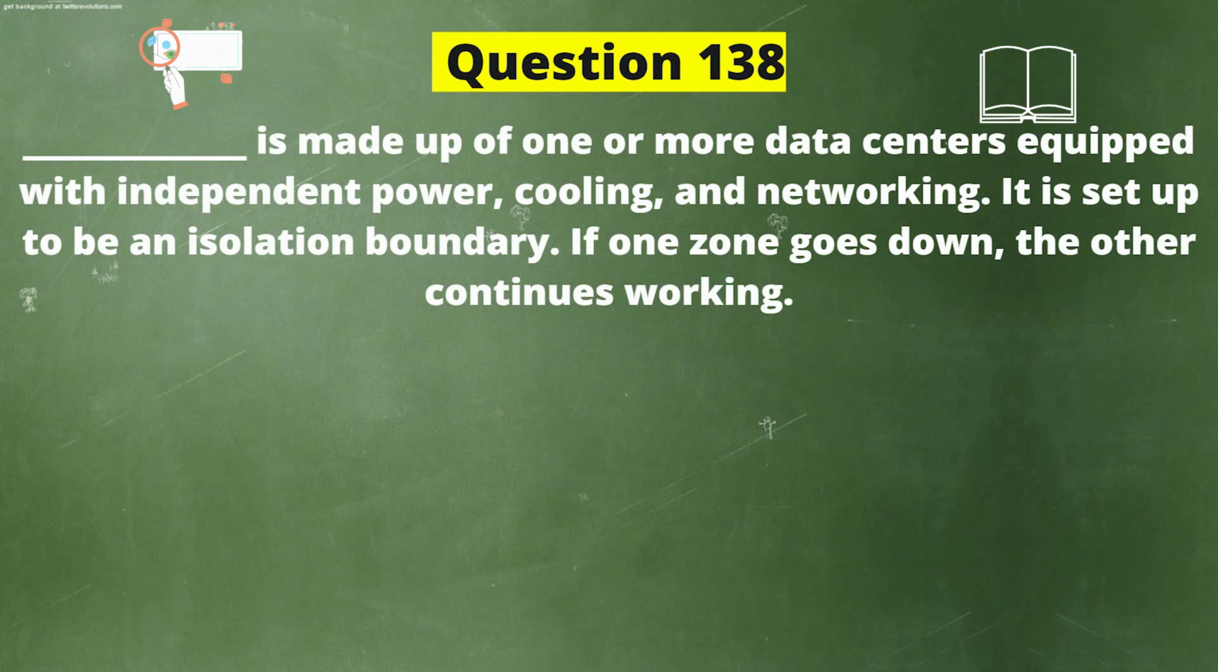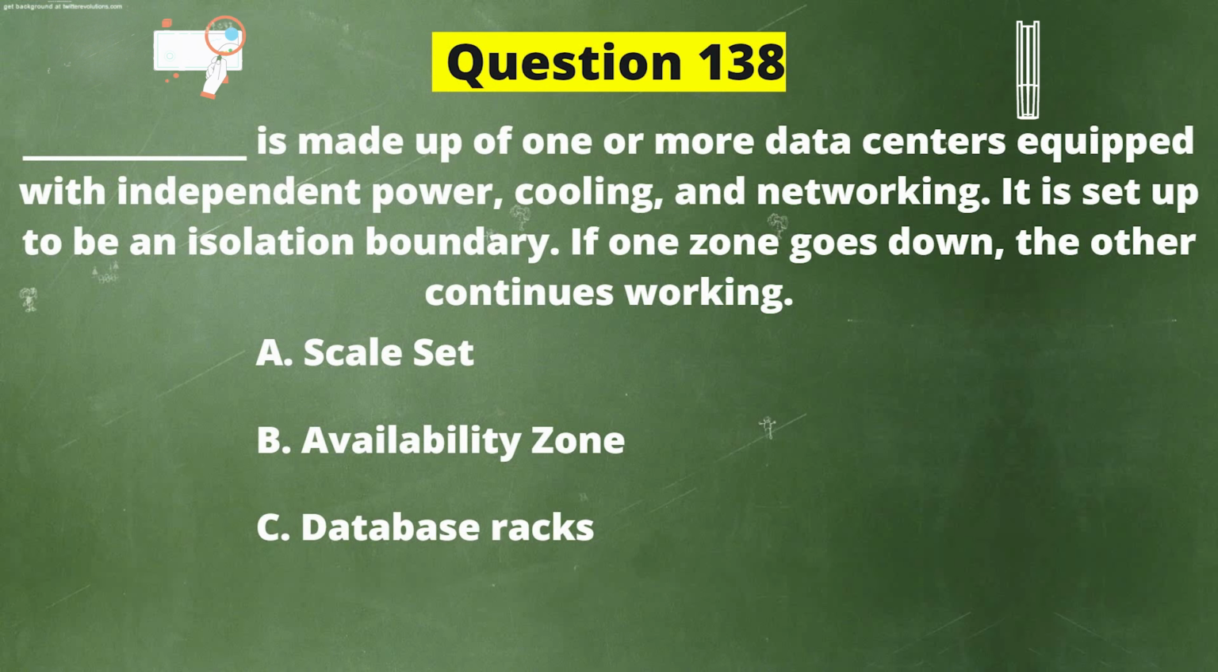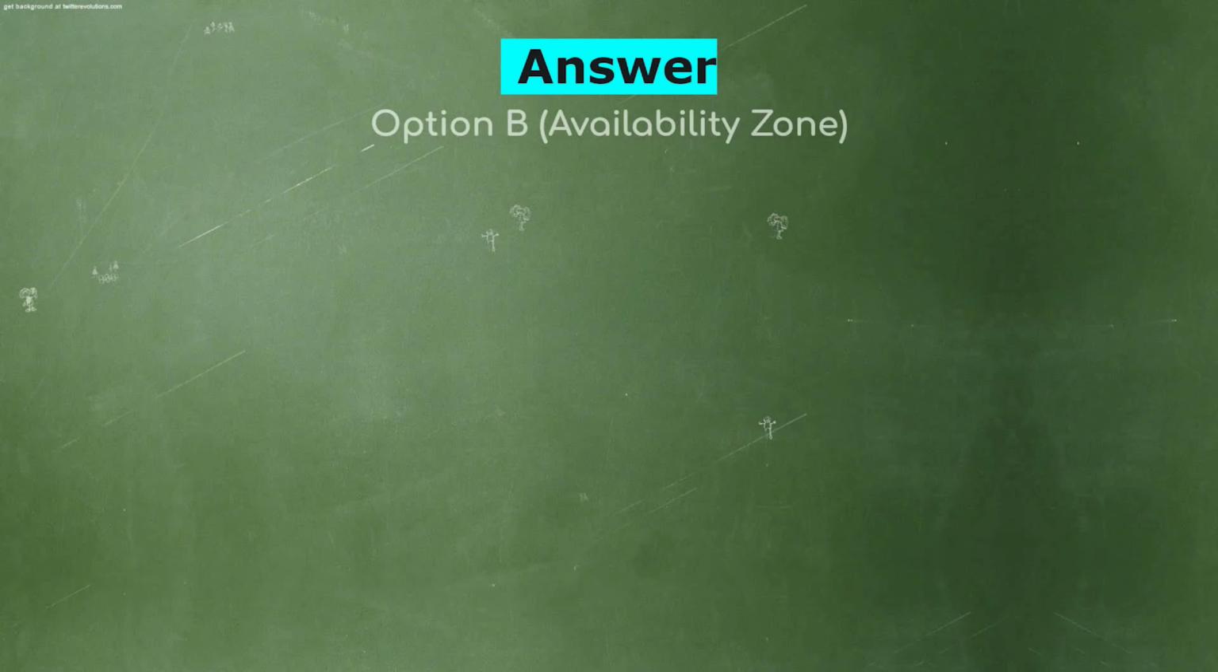Question 138. A blank is made up of one or more data centers equipped with independent power, cooling and networking. It is set up to be an isolation boundary. If one zone goes down, the other continues working. Option A, scale set. Option B, availability zone. Option C, database racks. Option D, region. And the correct answer is option B, availability zone.